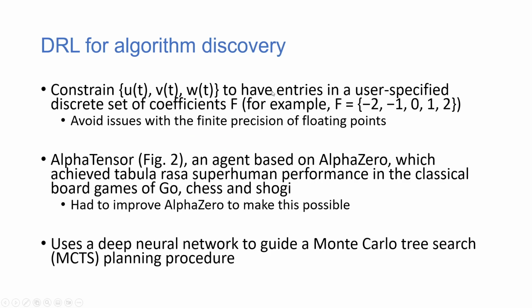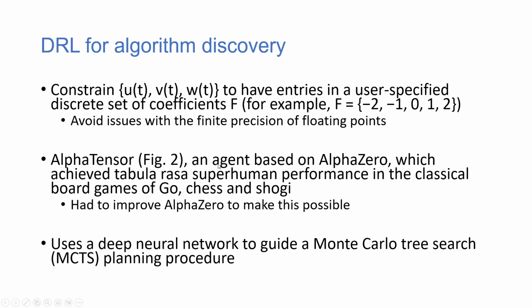Okay, so the constraints: the entries in the decomposition are constrained to -2, -1, 0, 1, 2, and this avoids the issues with finite precision of floating points. But in theory, it could be anything. It could be from -infinity to infinity, 0 point something. It could be real numbers, but to make the problem easier, they chose those.